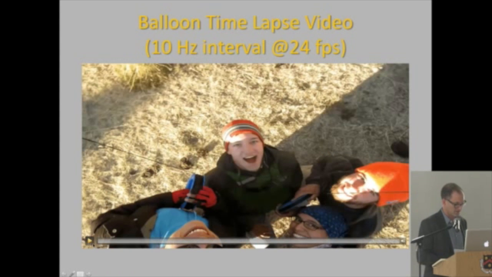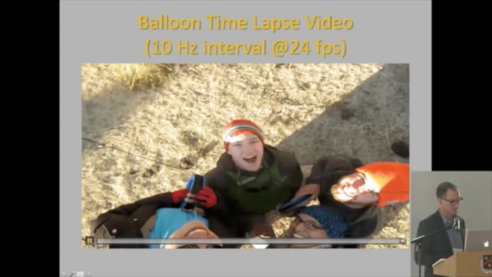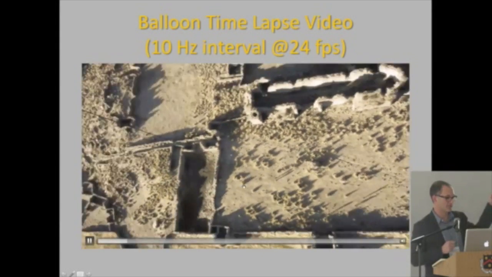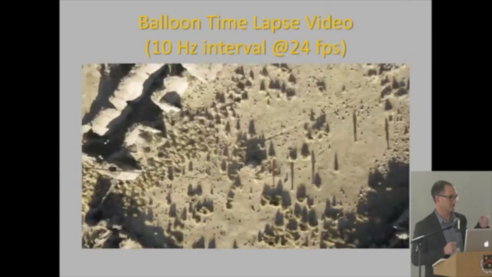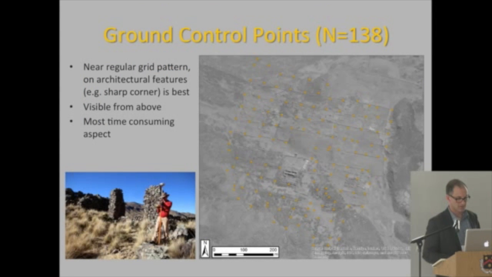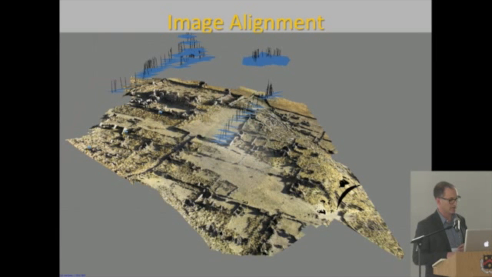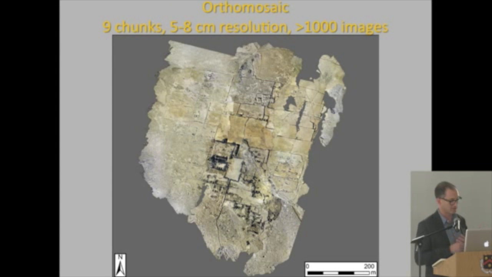Here's a quick time lapse. I won't play the whole thing, but it gives you an idea. This is on a tether and they're just walking around the site, guessing where it's pointing, and then we put this into PhotoScan, after we put the ground control points in, for image alignment. We got really nice three-dimensionality out of it with the buildings at this scale. This is a tighter scale, and we ended up with 5 to 8 centimeter resolution. This is 8 or 9 different chunks that are merged together in this composite image.